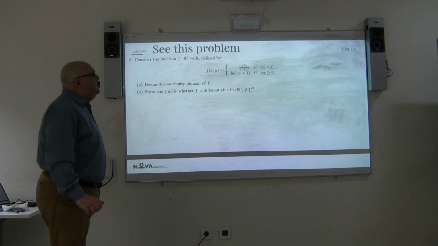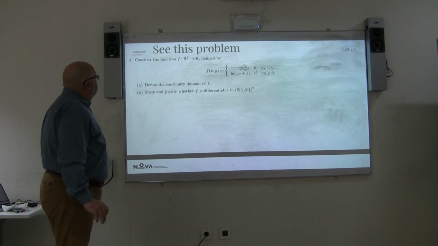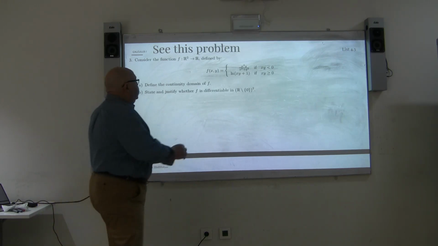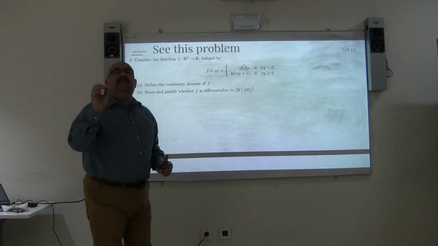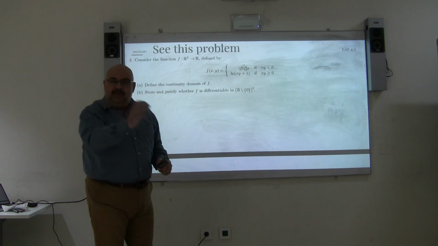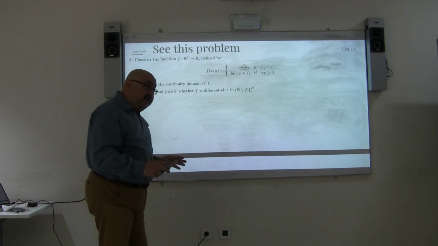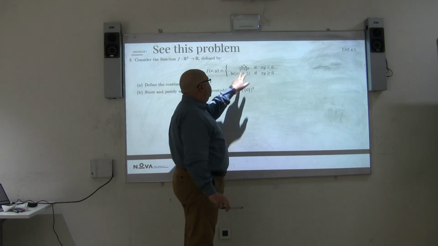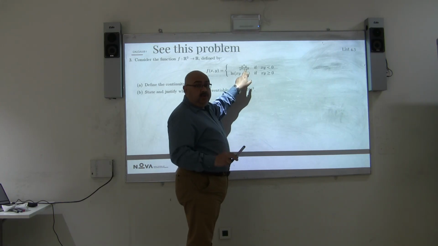Look at problem D, which is really a very good problem. He is giving you, consider the function f, which is running from R2 into R. Of course, it's a piecewise function. It's a piecewise function, okay? It has 2 branches. The first branch is x squared times y divided by x squared plus y squared, which is a rational function.